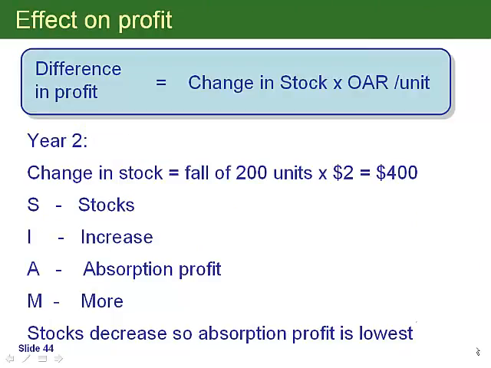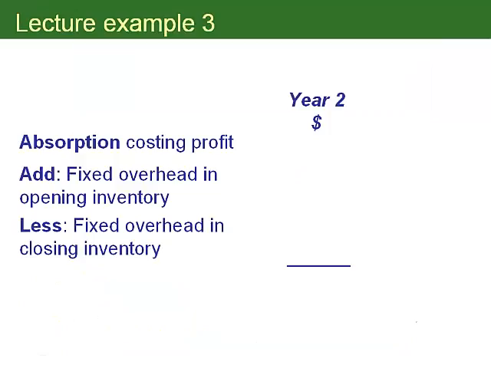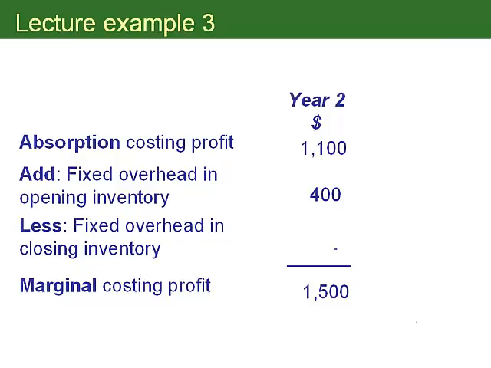So if we were to look at year 2 using SIAM, we know that our change in stock is a reduction of 200 units and our overhead absorption rate is $2 a unit. So we've therefore got a change in our profits of $400. With SIAM, we know that if our stocks increase, we get more absorption profit. Here we've got stocks decreasing, so we're going to expect to have a lower absorption profit. So absorption profit should be lower than our marginal by $400. And we can see that that is the case here.